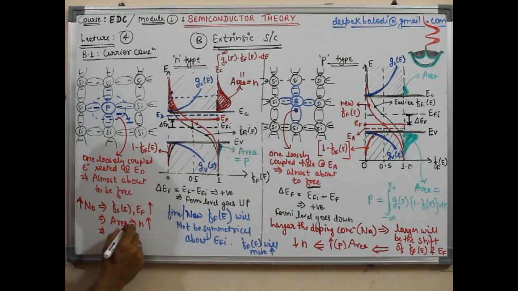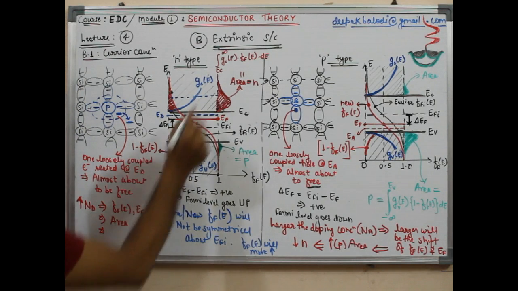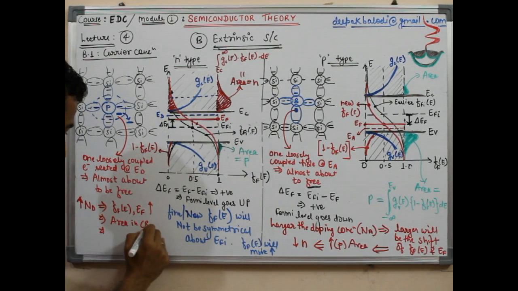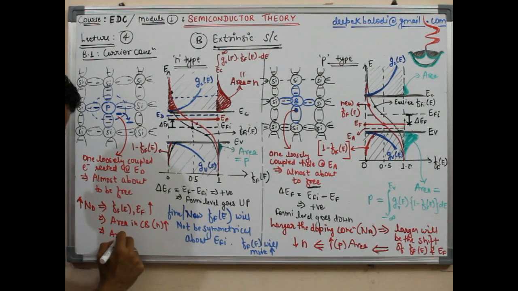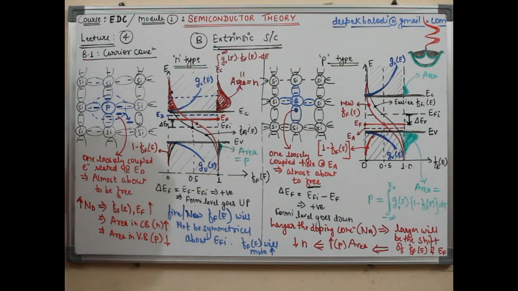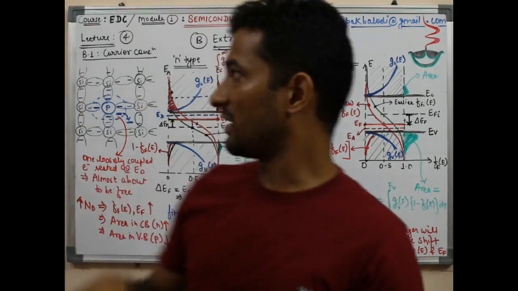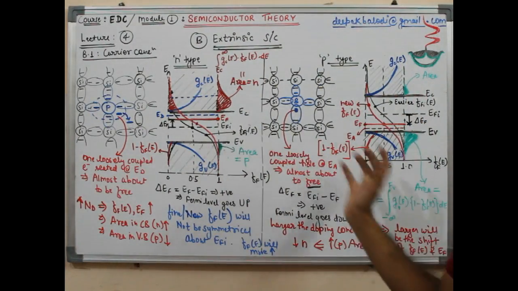So therefore this area, the green one, will get lower and lower. So the area in the conduction band, which is N, increases. The area in the valence band, that is P, decreases. The same thing I wrote there. So this is very much analytical information available on this board now. You can compare both the cases.